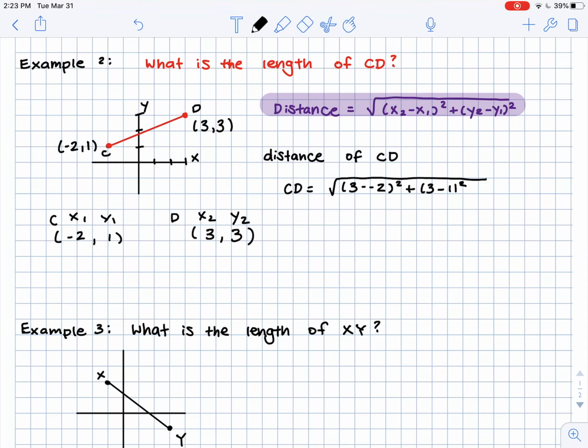Now remember these two negatives in the middle. 3 minus -2 become a positive. So CD equals the square root of 5 squared plus 2 squared. CD equals the square root of 25 plus 4. And CD equals the square root of 29.